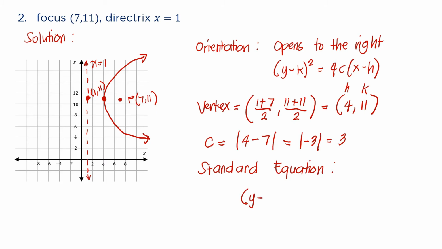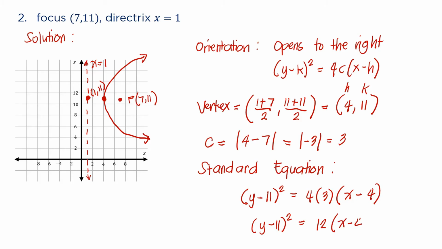Substitute lang natin: y minus k is 11, quantity square equal to 4 times c, which is 3, times x minus h, which is 4. Ayan. So we have now (y minus 11) squared equal to 12 times (x minus 4). Ayun. So we have here the final answer.